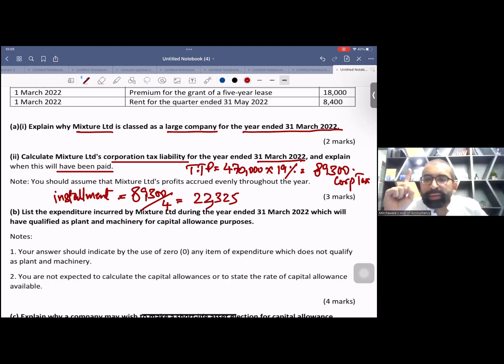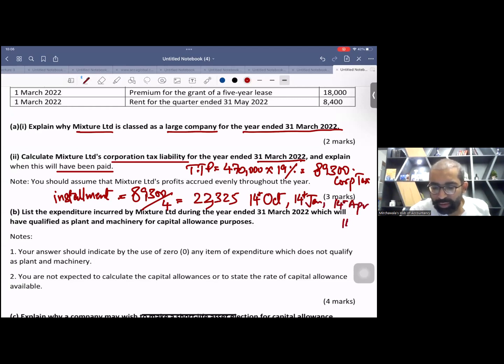The beginning of the accounting period is 1st April, right? So just count to the 7th month, which is October. For the first installment, we have to pay on 14th October 2021. Then after 3 months, 14th January, then 14th April, and then 14th July. See, you have just earned 5 marks from this. What else do you want?